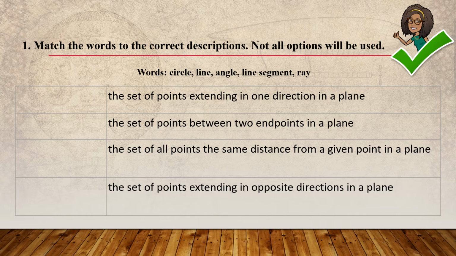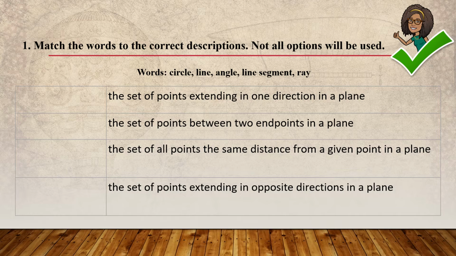Now that you've gone over the practice problems for the standard, let's review some of the problems. Number one says, match the words to the correct descriptions. All options will be used. You are given the words circle, line, angle, line segment, and ray, and we're trying to determine which one of these words matches each definition.